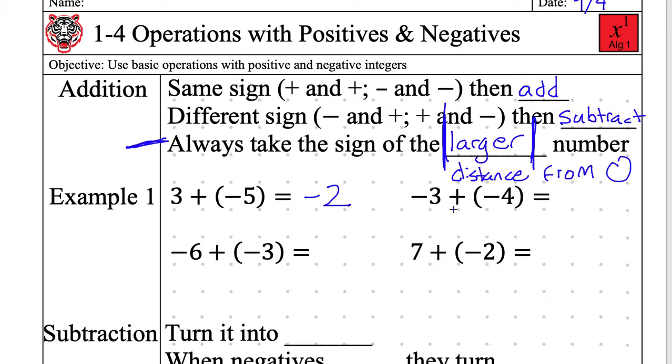I'm adding. Why, Ulysses? They're both negative. They're both the same sign. 50 XP to Ulysses. All right, so I'm adding them. Who can add, ignoring the signs now, 3 and 4? Kira. 7. It's 7. There it is.